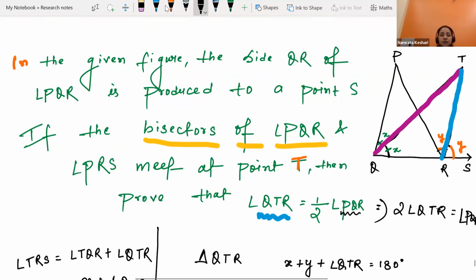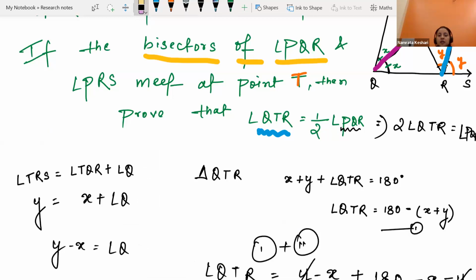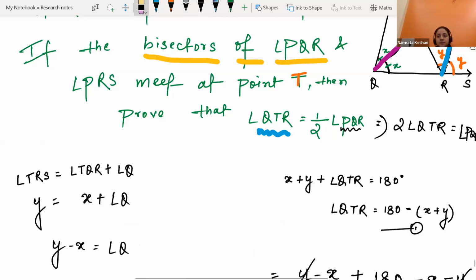Okay. Yeah. Here we just need to take 180 and all, we will not be taking that. Let me wipe everything. The exterior angle property we will be taking. The exterior angle is equal to the sum of the opposite interior angles.